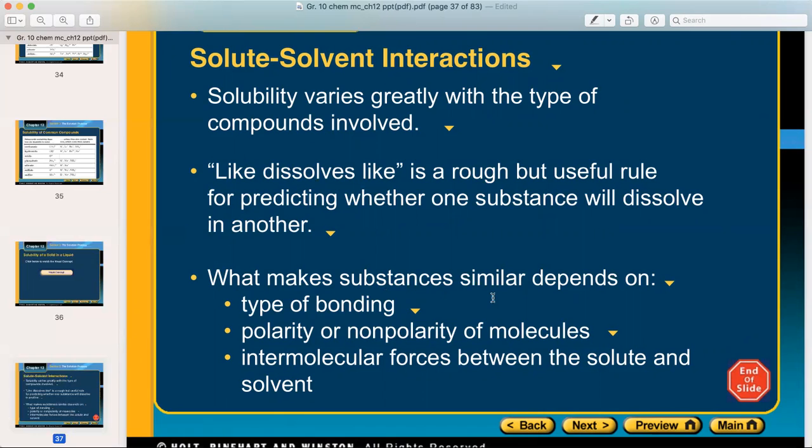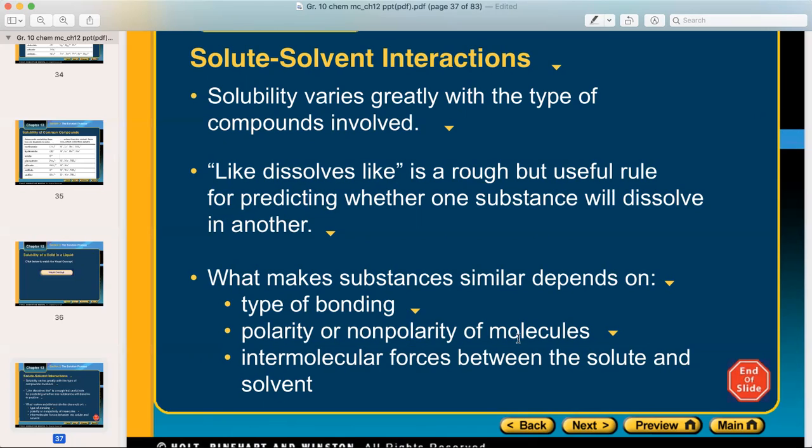Now, what makes substances similar? We are using the words like dissolves like. It depends on these factors. It depends on type of bonding. If any substance is forming ions, like water forms ions, if I dissolve salt, the salt will form ions. Like dissolves like, type of bonding.